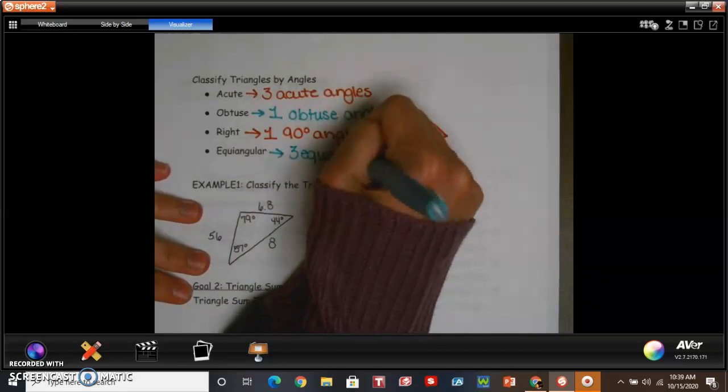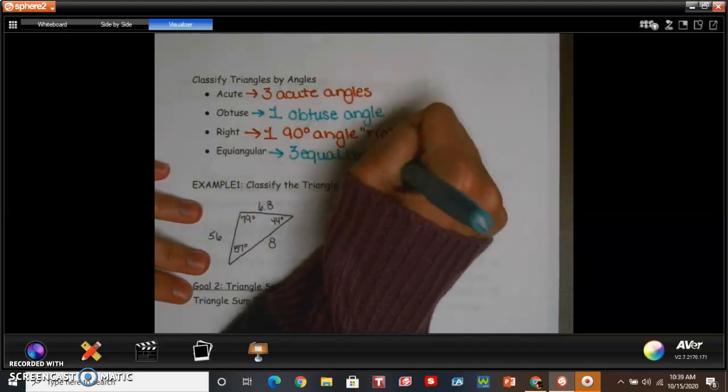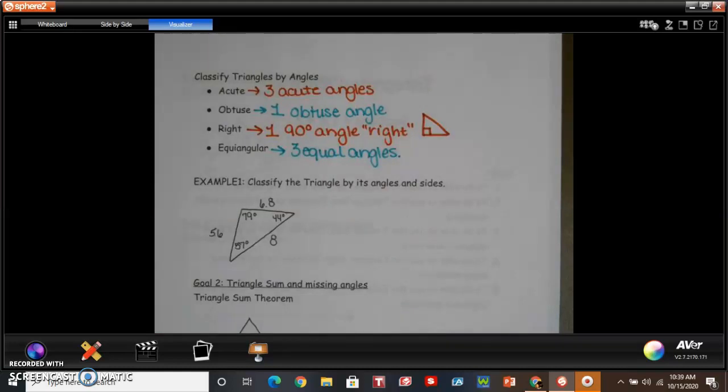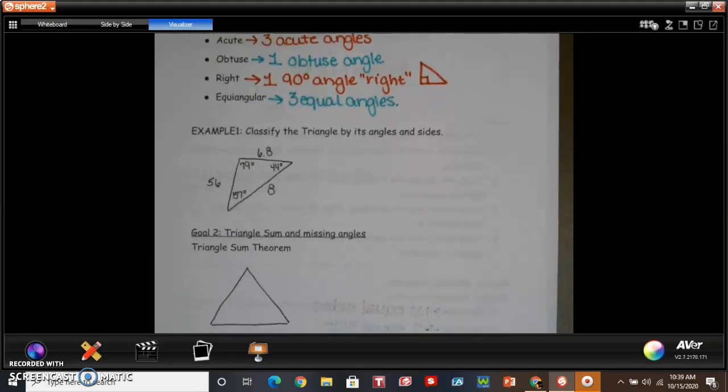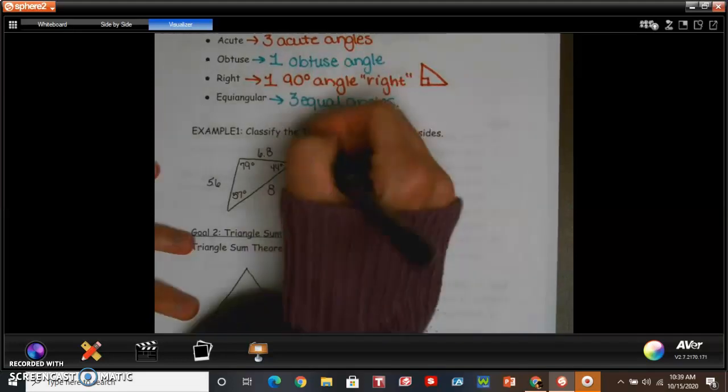Now, just to let you know, a lot of students get acute and equiangular mixed up. Because technically, if it's equiangular, all the angles are less than 90. But remember, if they're all less than 90, but they're all the same, it is equiangular. But if they're all less than 90 and they're not the same, it is acute. So let's practice classifying triangles by its angles and sides. So let's start with its angles.